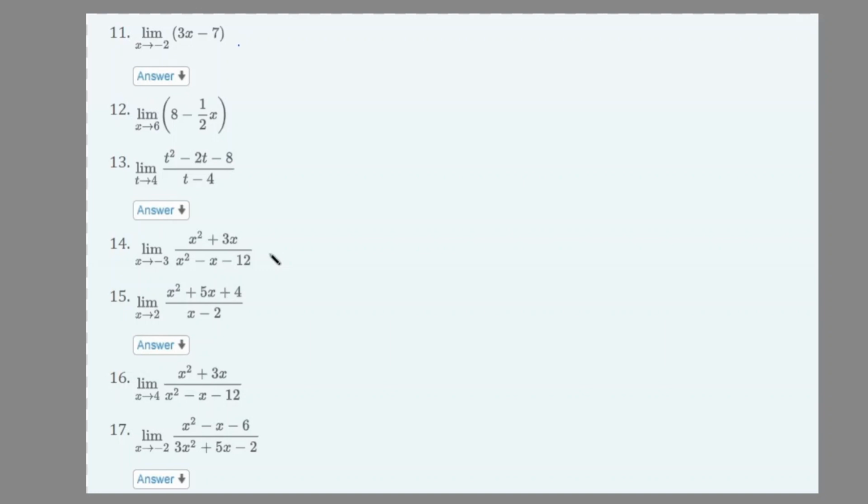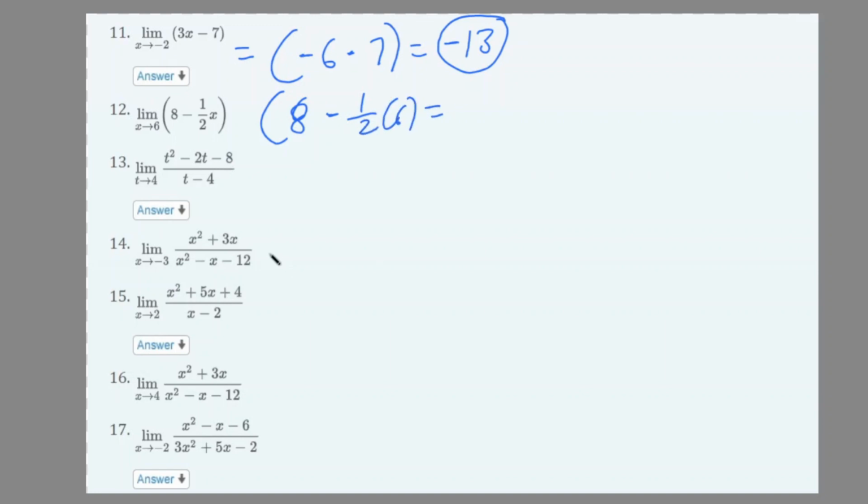Alright, so let's start with number 11. Number 11 is the limit as x goes to -2 of the function 3x minus 7. For this we could just plug in -2 for x, which is -6 minus 7, which gives us -13. And now the next one, the limit as x goes to 6 of 8 minus half x. Again we could just plug in 6 for x, which is half times 6. Half times 6 is 3, so 8 minus 3 gives us 5.